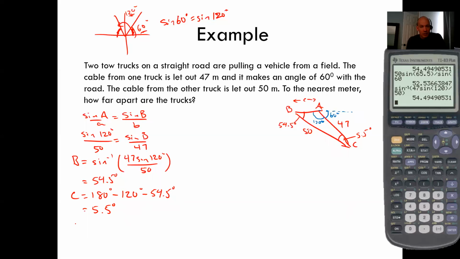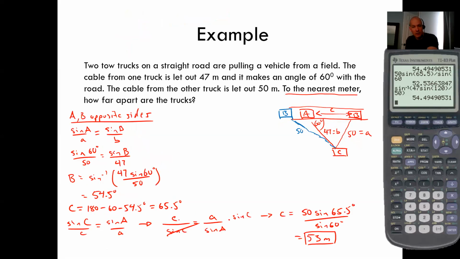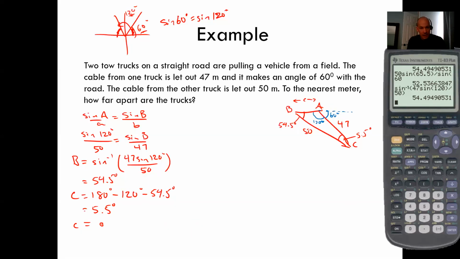Okay, so now we just calculate side C here, and we're going to repeat calculations from the last one. So I can even just copy my calculation here. C equals A sine C over sine of A. Again, the structure, the algebra, how you do this doesn't really change. The only thing that changes are the actual values. So sine of C is 5.5 degrees, and then sine of A, of course, is sine of 120, or we could have even said sine of 60.